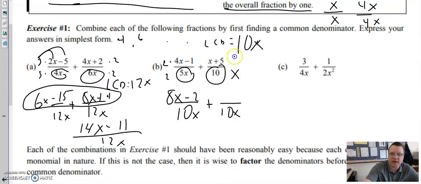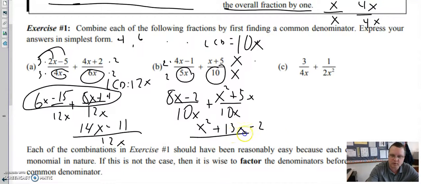And here we had to multiply top and bottom by x. So we have an x squared plus 5x. So then when you combine these like terms in descending order, x squared plus 13x minus 2 all over 10x. And then you see if things cancel. Nothing's going to cancel, so you can just leave it as is.